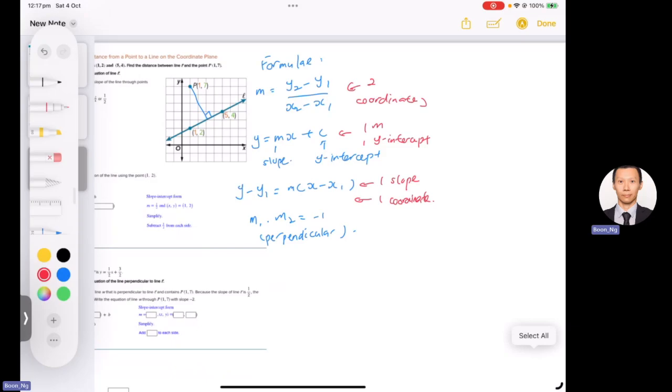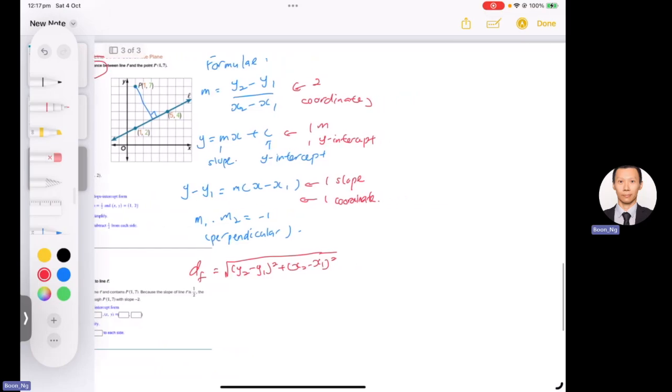And because we are looking for the distance, we should also need this: the square root of y2 minus y1 squared plus x2 minus x1 squared. Now, I can't think of anything else as of now. So let's get started.